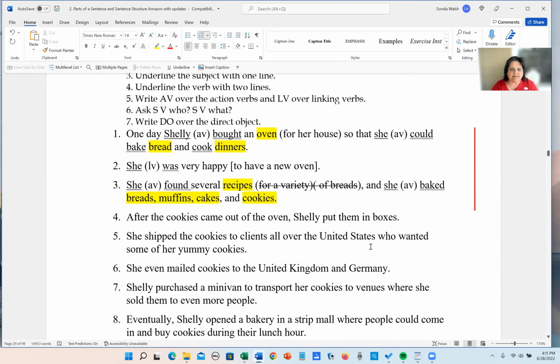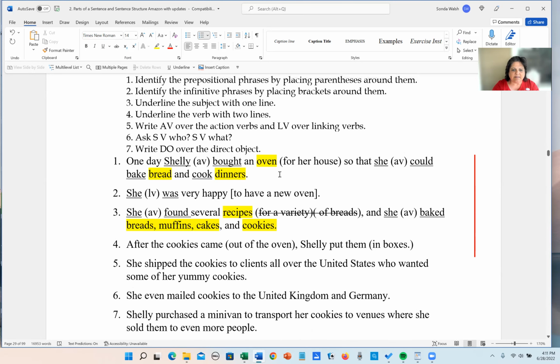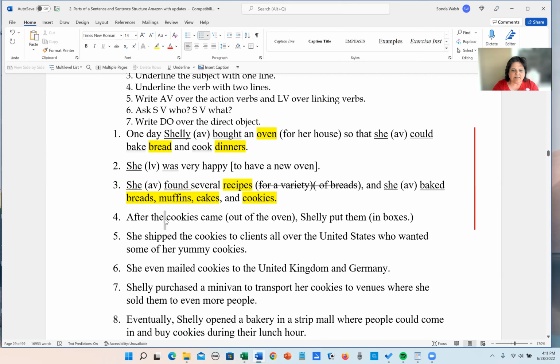All right, the next sentence, let's find prepositional phrases. Out of the oven is a prepositional phrase, and in boxes is a prepositional phrase. Okay, the next one is identify our subject. So cookies is our subject. It's what the sentence is talking about. And Shelley is our subject.